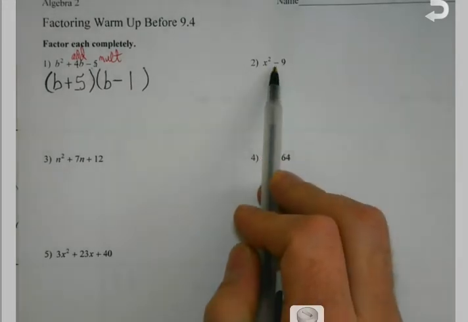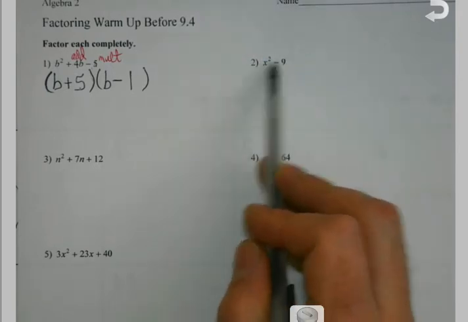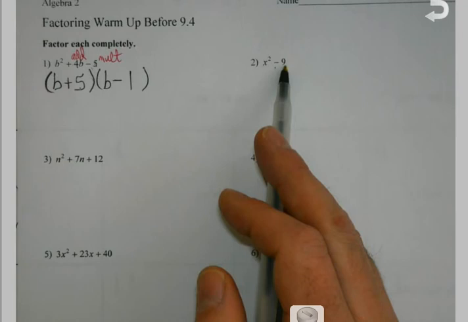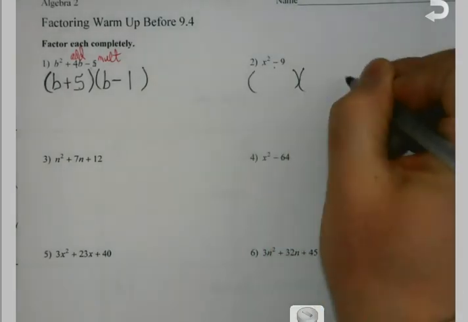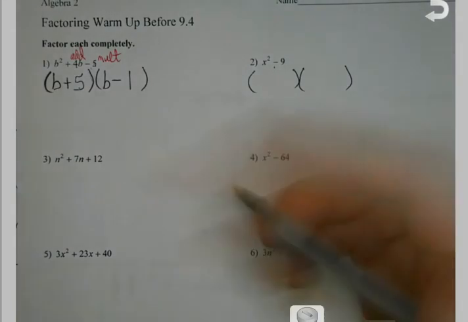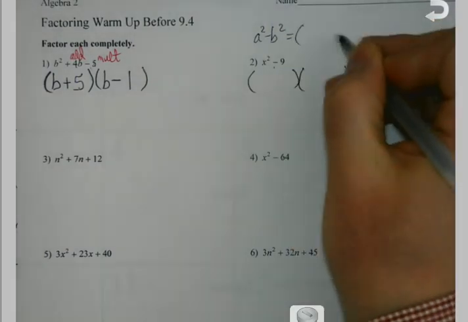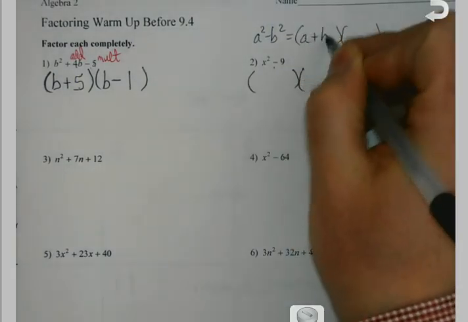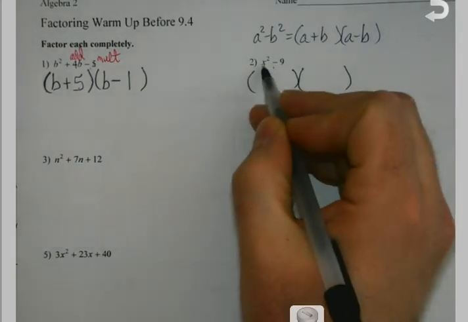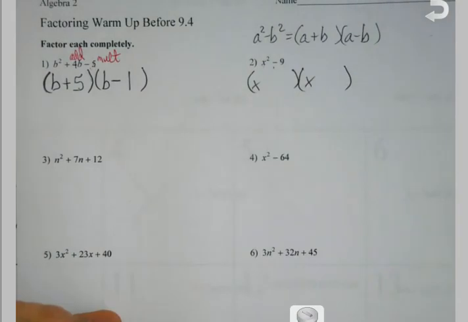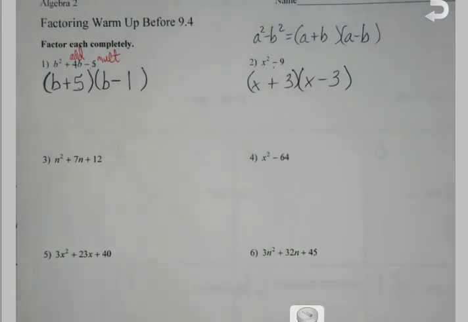I look at the second one. Nothing in common, but there's only two terms. What do you notice about both of these terms? Not cubes, but I appreciate that. Squares. So I look and I say, okay, whenever I'm dealing with squares in general, the form I'm going to be looking for is 1 plus and 1 minus to whatever I square to get it. What do I square to get x squared? X. What do I square to get 9? 3. And one's plus and one's minus, and I'm done.